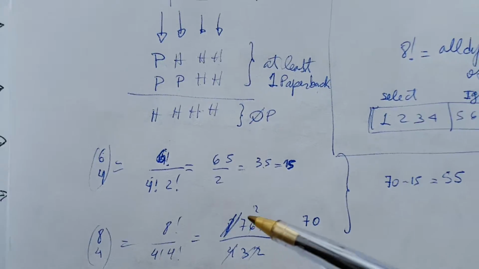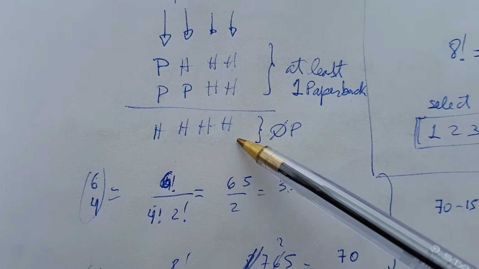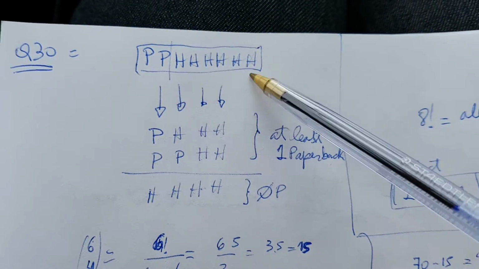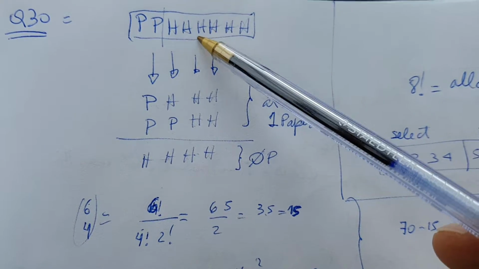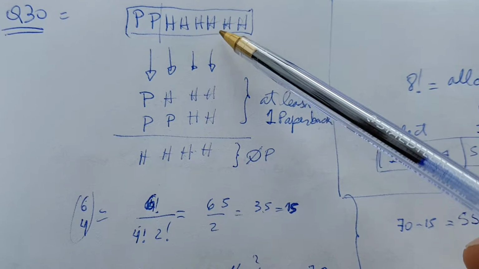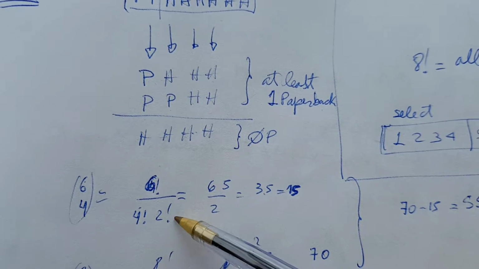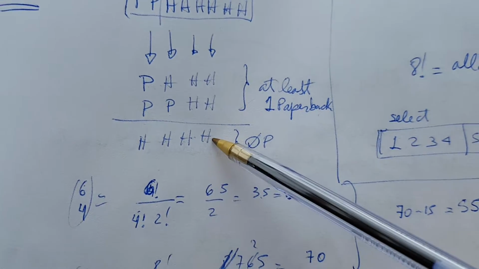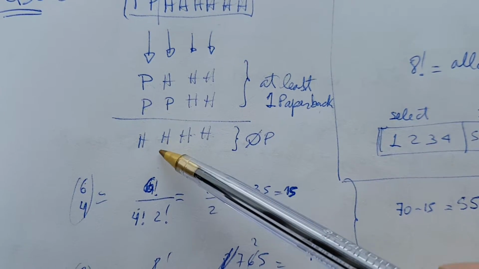So if you want to compute how many will have 0 paperback, you literally need to think, okay, from these 6 books, I get 4 of them. So it's 6 choose 4. And I don't care about the order of the 4 I'm getting, and I don't care about the order of the 2 that I'm not getting. So it's 6 factorial over 4 factorial times 2 factorial, which gives you 15. That is how to get 0 paperback. Basically, you ignore the 2 P's and that's it.